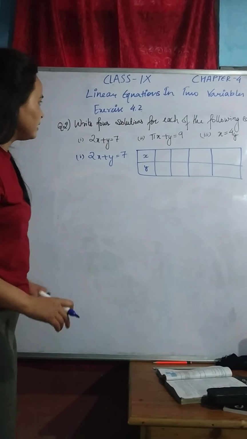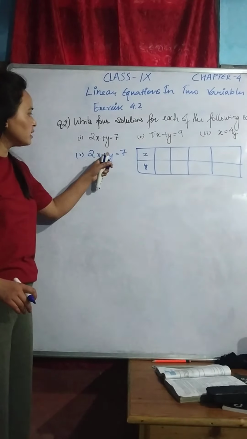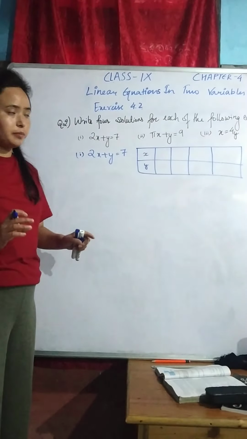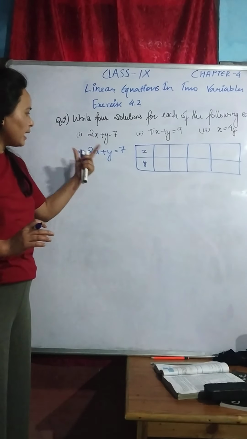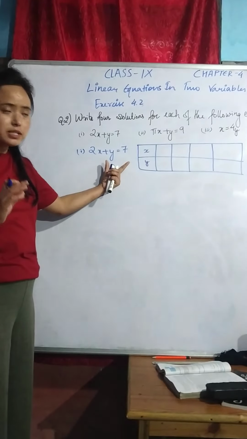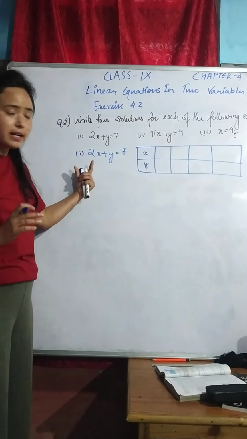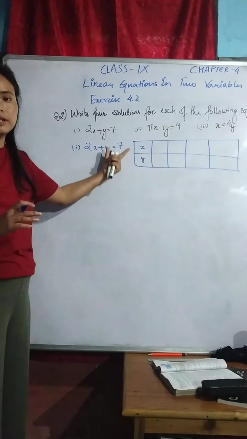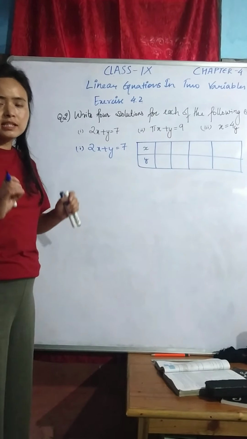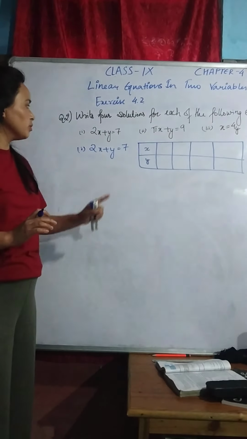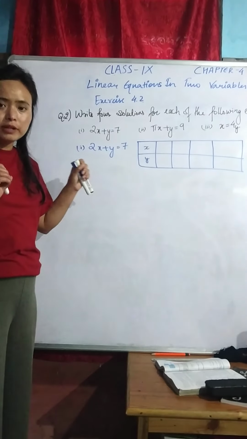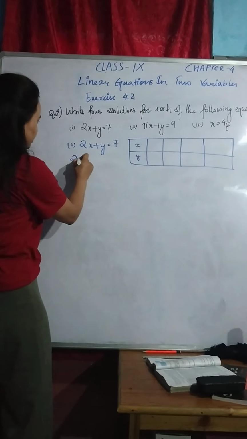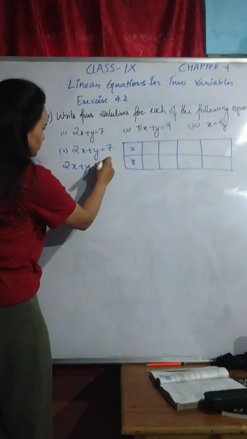Okay, in order to find the solutions of the linear equation, we have to assume the value of one of the variables. So it's up to you whether you want to assume the value of x or y. If you want to assume the value of x, you can, then you will get the value for y. Or if you want to assume the value for y, you will get the value for x. But please keep in mind that we cannot assume for both the variables. We have to assume the value for one of the variables only. So this is your equation, 2x plus y is equal to 7.